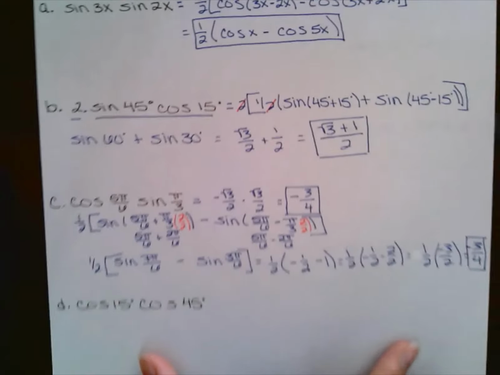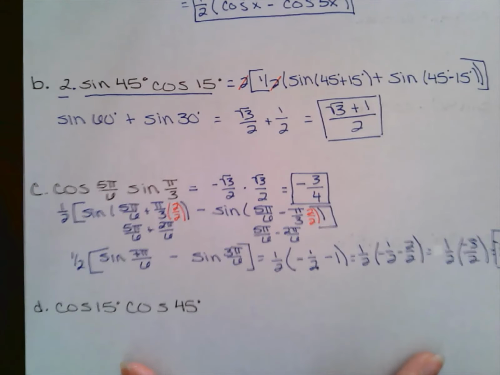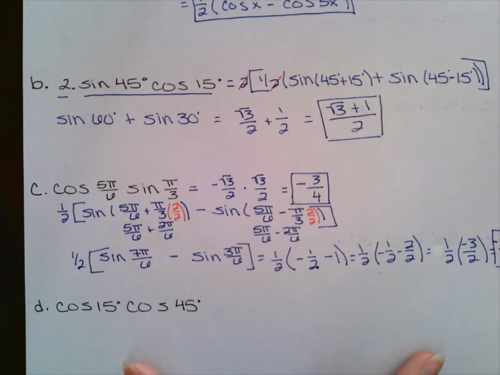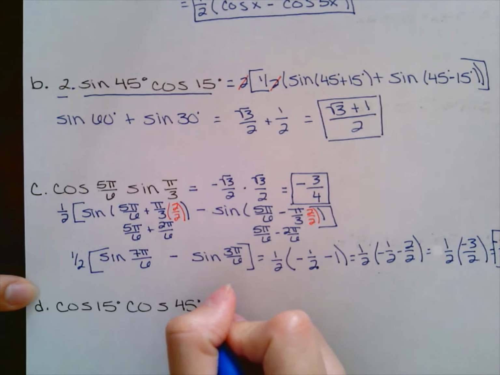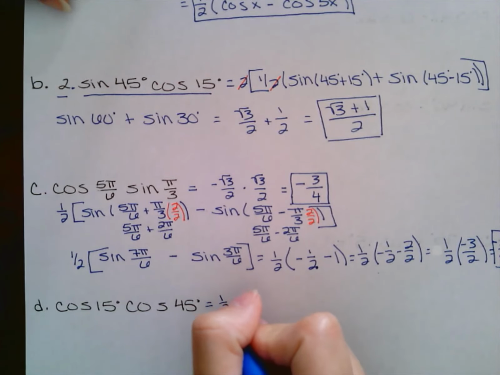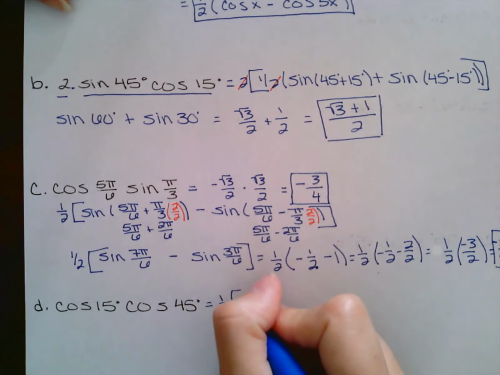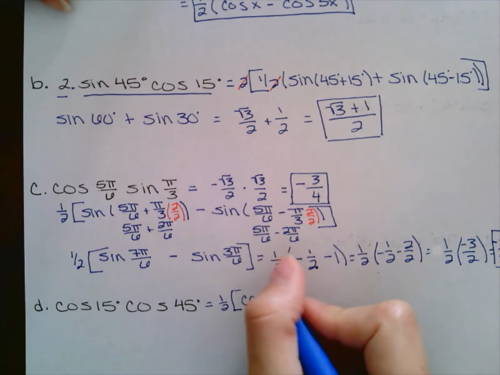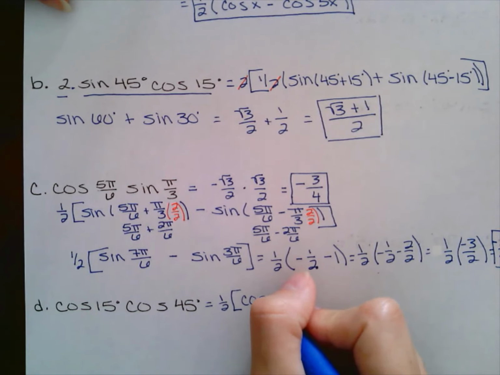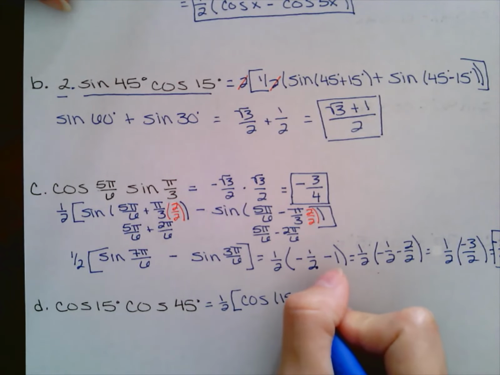So on this next question, we have cosine of 15 times cosine of 45. Now I know cosine of 45 is on the unit circle, but since 15 is not, we're going to have to use the cosine times cosine rule. Okay? So we have half times cosine of both of them being subtracted. So I have 15 minus 45.